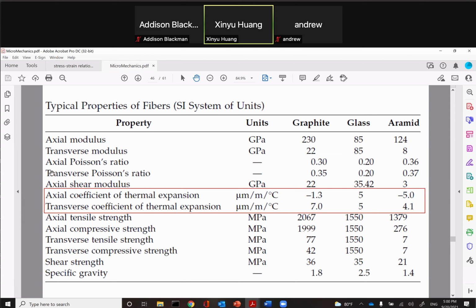So this means that when you have a certain temperature change, you have axial contraction. Your fiber contracts in the axial direction, but expands in the transverse direction. Okay. Glass fiber expands uniformly, and aramid fiber is similar to carbon fiber. It just contracts in one direction, expands in the other direction.